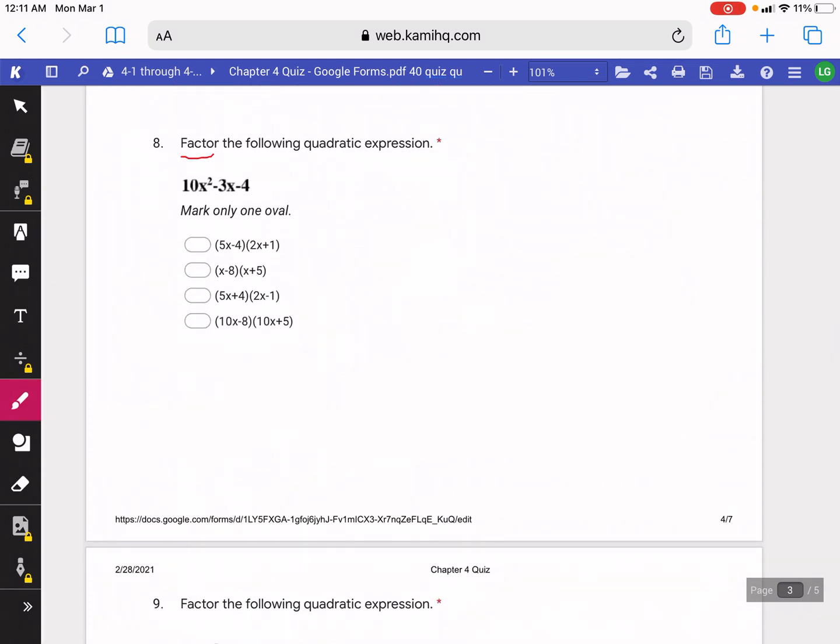Question 8 is asking us to factor this quadratic expression. This one's a trinomial, and it has an a greater than 1. So I'm going to set up my factors beginning with 10x. And then I start by multiplying a times c. So 10 times negative 4 is negative 40.